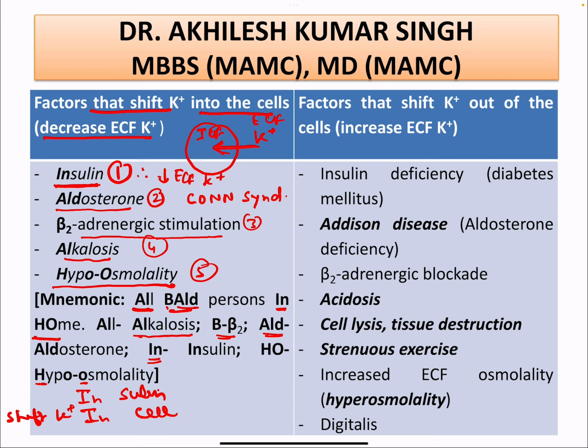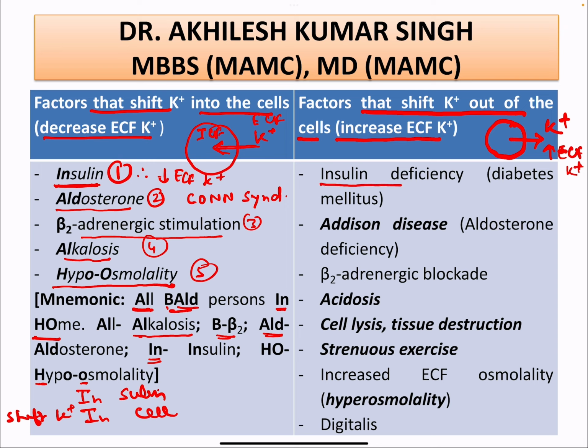Now look at this one. The factors that shift potassium out of the cells, which will increase the ECF potassium, means just opposite to the previous one. So here the potassium will come out of the cell. This will lead to increase in the ECF potassium. So what are these factors? These factors are almost just opposite to the previous one.